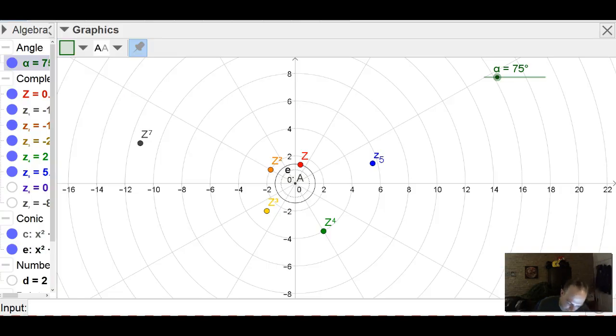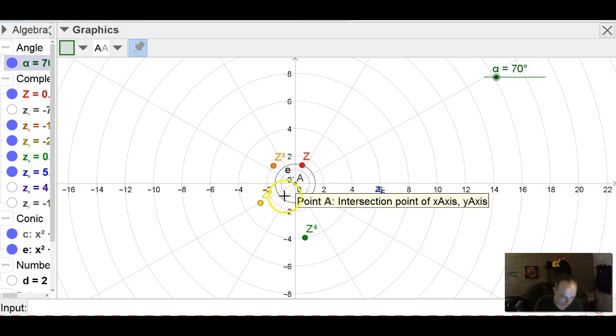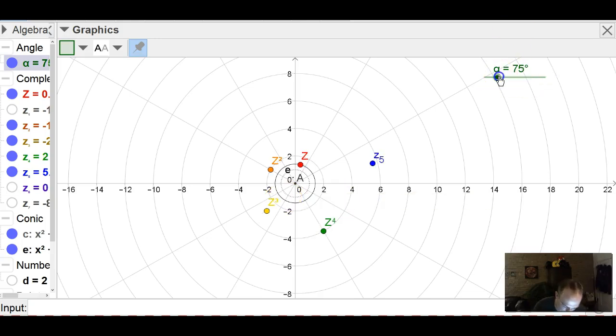It goes with what I'm looking at here: when I put the angle at 75, z to the fifth is way too big. But when I put the angle back at 70, z to the fifth is just a little bit too small. So it looks like 72 is right about where I want to be. All right, I'm going to keep playing. I'm going to move this angle so I rotate twice around. So z to the fifth, now I've gone two full rotations.